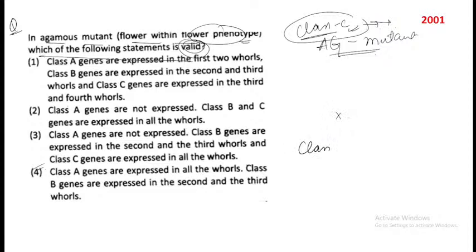Then you will be having class A expressing in all of them, and class B would be expressed in the second and third whorl, right? So the answer would be option number 4. Class A genes are expressed in all the whorls, and class B are expressed in the second and the third whorls, right? So answer is option number 4. I hope this question is clear to everyone.